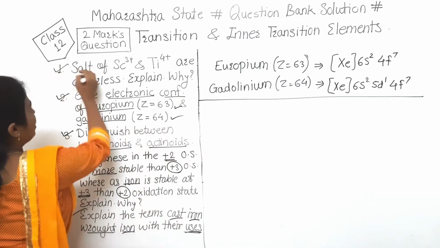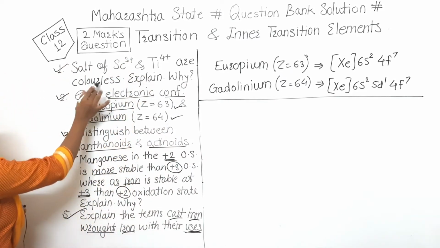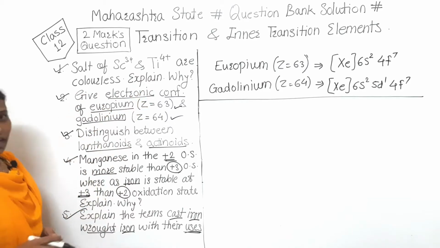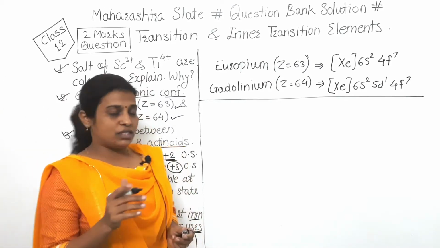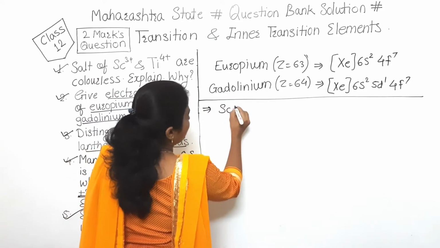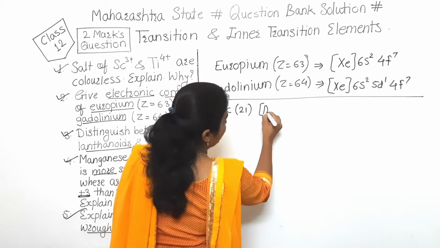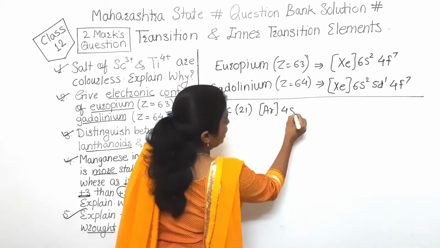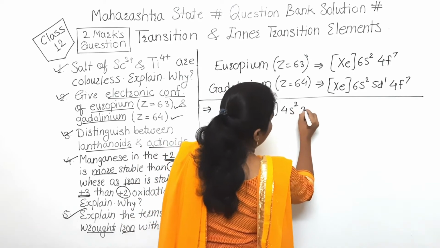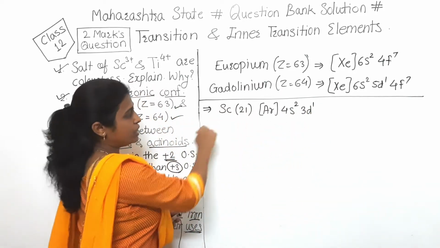Next one is that salts of scandium 3+ and titanium 4+ are colorless. Explain why. We just have to write the reason, but before that, firstly we will write the points. Scandium, its atomic number is 21. Its electronic configuration is argon 4s2 3d1. So this is the electronic configuration for scandium.